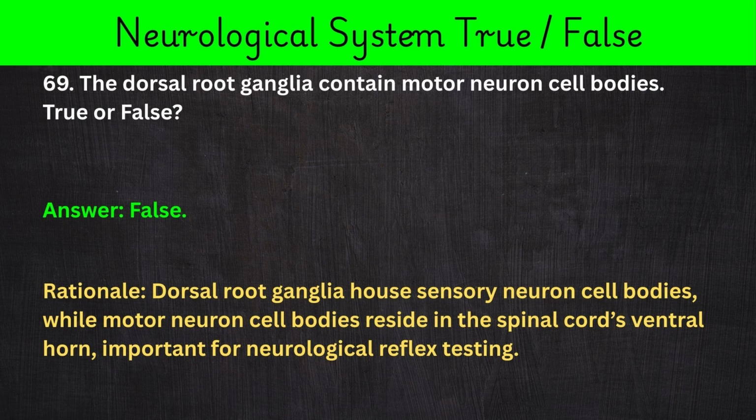69. The dorsal root ganglia contain motor neuron cell bodies. True or false? Answer: false. Rationale: dorsal root ganglia house sensory neuron cell bodies, while motor neuron cell bodies reside in the spinal cord's ventral horn, important for neurological reflex testing.